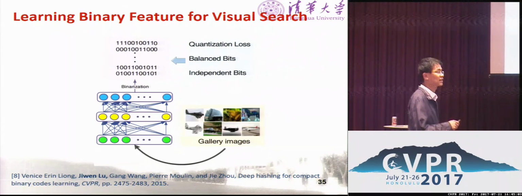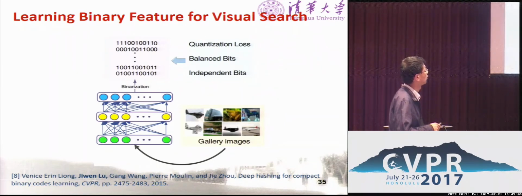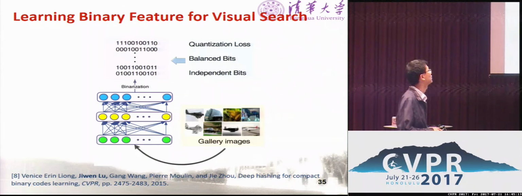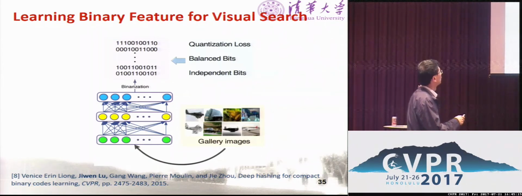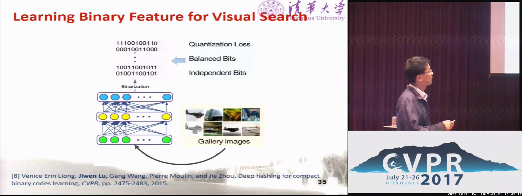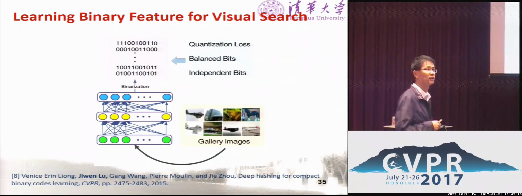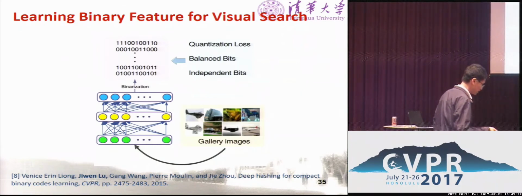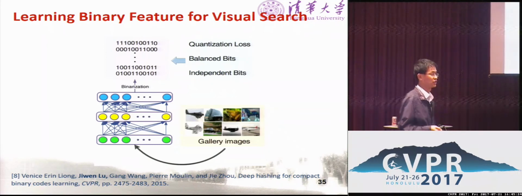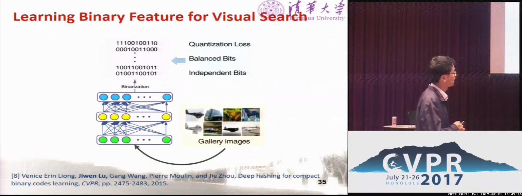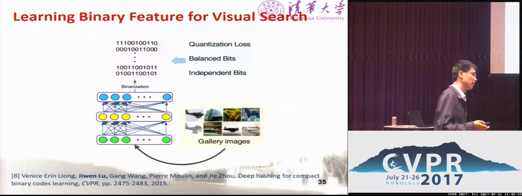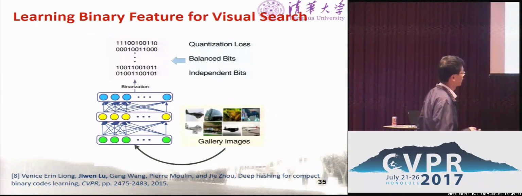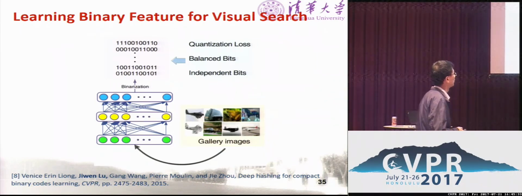We want to achieve some objectives based on this binarization part. So here we have three terms: one term is quantization loss, then binary bits, and independent bits. The total learning criteria of our method is unsupervised learning. That is to say, in this case, large scale similarity search can be performed in the unsupervised setting. The label information of the training set is not used in our learning criteria. So this is the learning criteria.